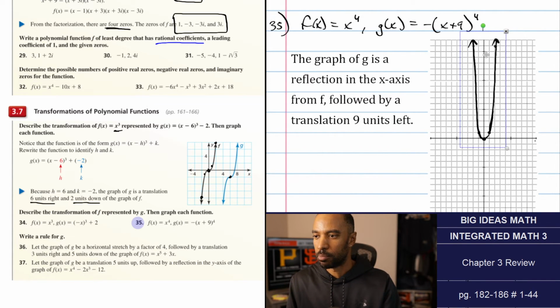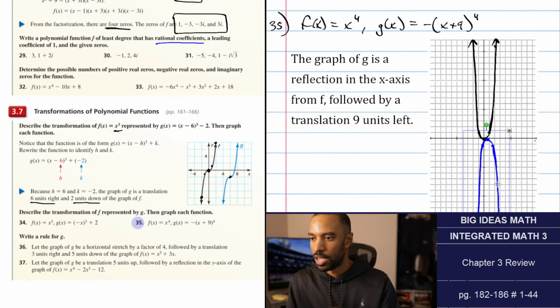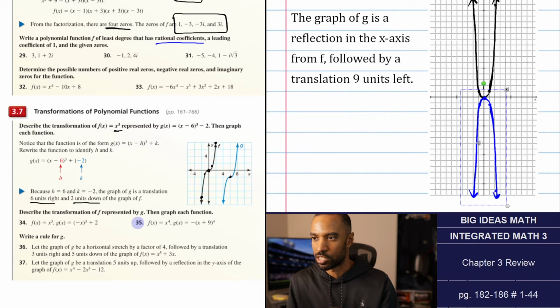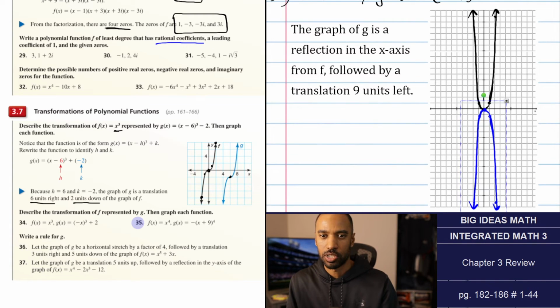So I'm going to copy and paste this one more time just for myself and do these two transformations. First thing I'm going to do is flip this thing over. In flipping it over, I actually have to bring it back down to the vertex here. Here's the reflection in the x-axis. That's the first part. Okay, reflection in the x-axis.